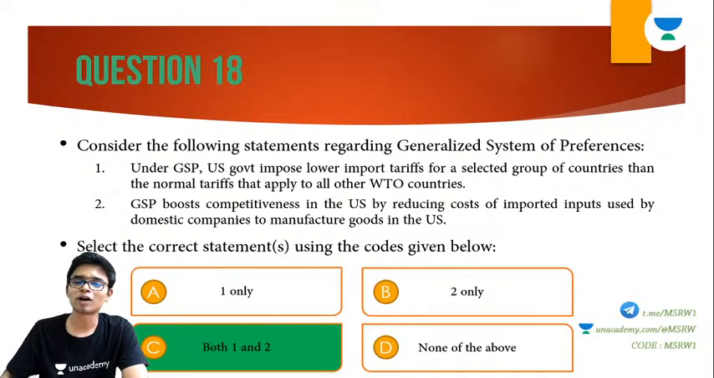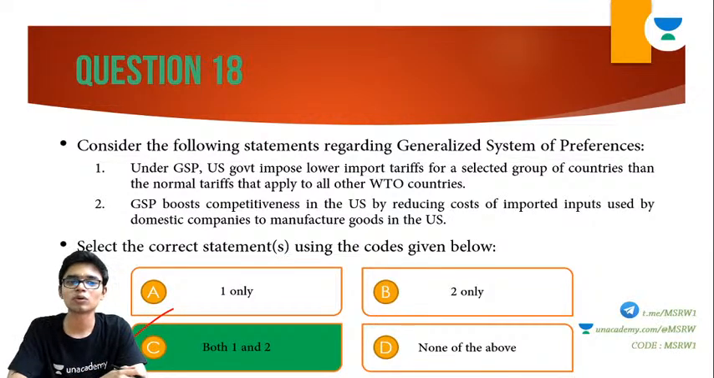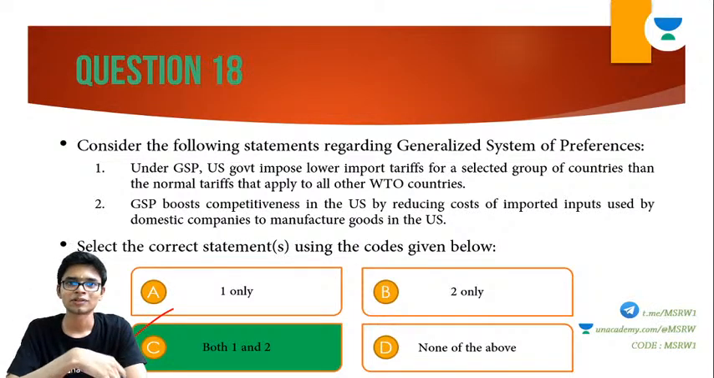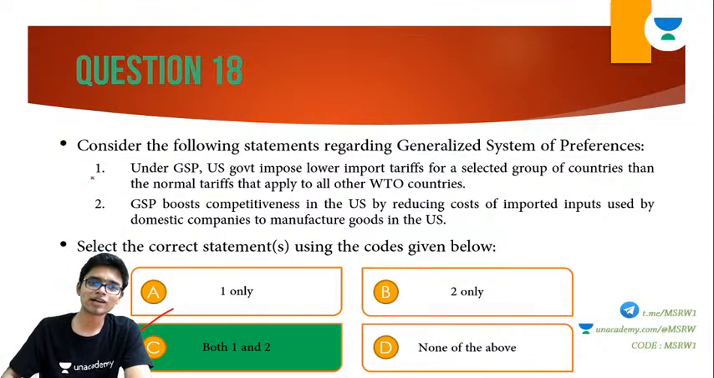Correct answer is actually option C. Okay, Seema A, Winmeler C. C is the correct answer. Both are true. GSP, Generalized System of Preferences, is a policy of the United States of America whereby it grants certain special tariffs, lower than the general tariffs, to selected countries. So why is it in the news? India did get this GSP for a very long time, but Donald Trump took India out from GSP. That is why it was in the news. So statement number one is correct.